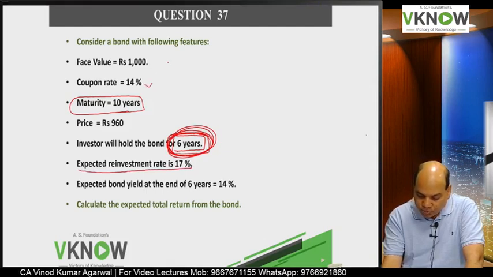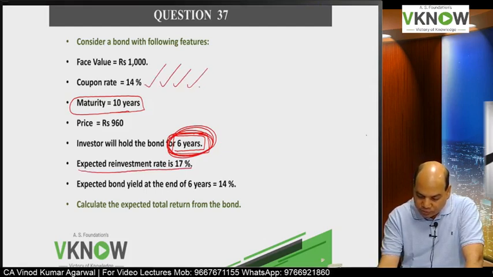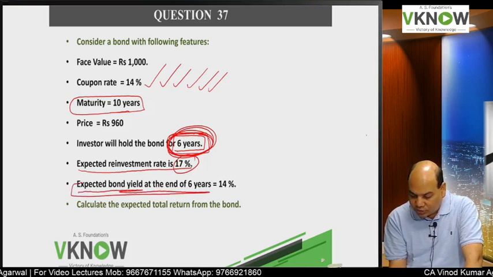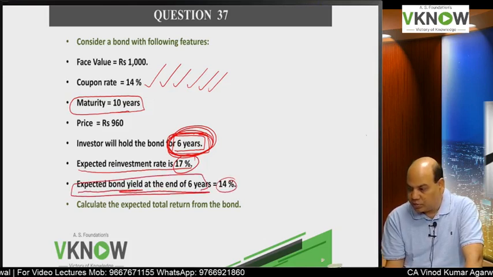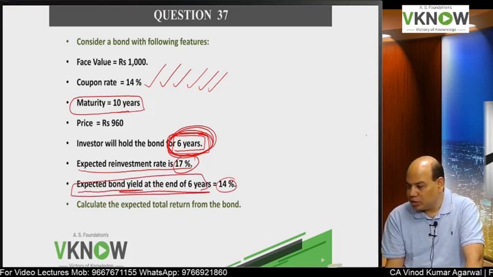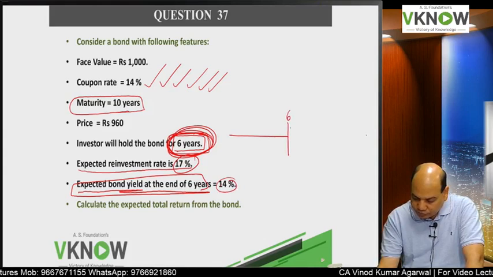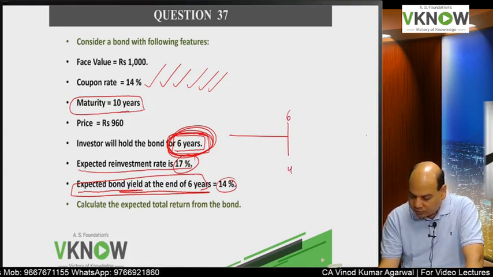That means these coupons that he will get will be reinvested at the rate of 17%. Expected bond yield at the end of 6 years is 14%. That means after 6 years are over, in the market the yield is 14%.